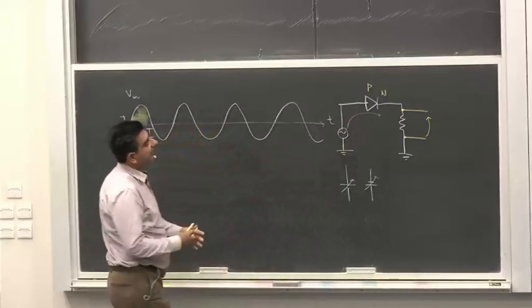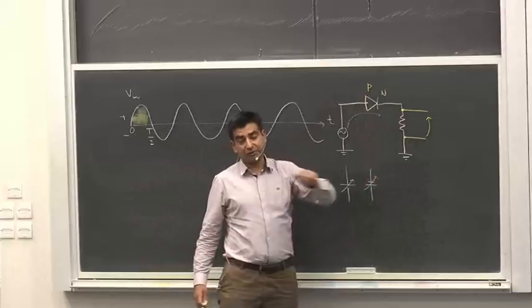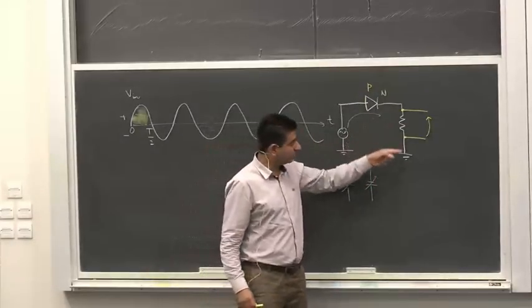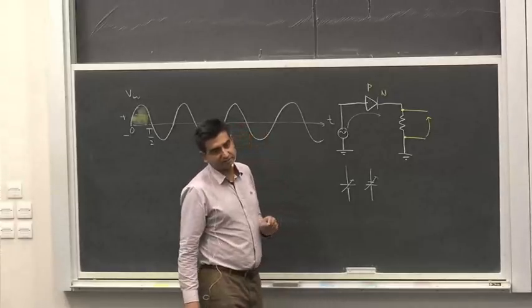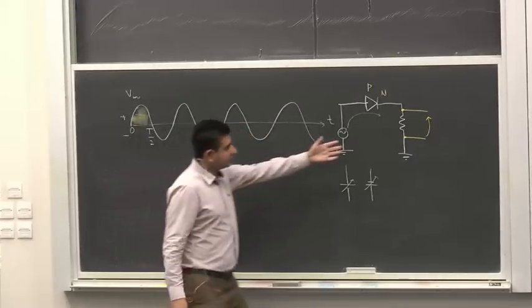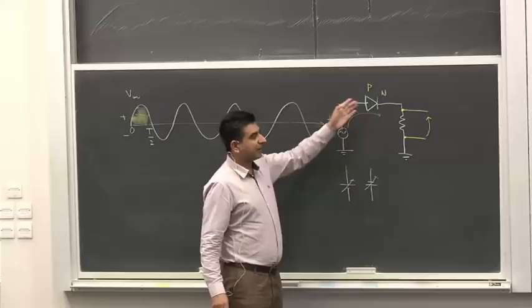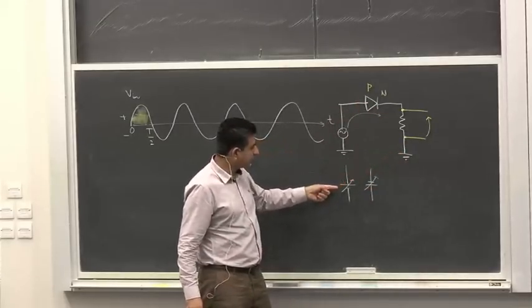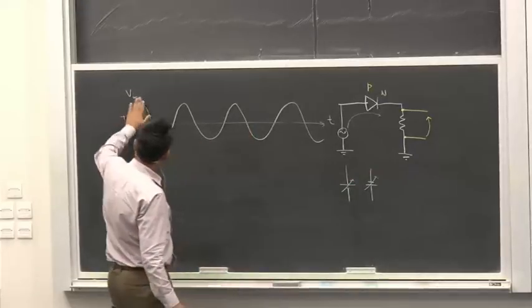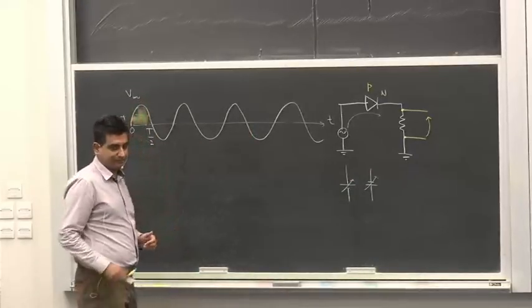And what happens is that a current flows during the cycle. And when a current flows, a voltage is dropped across this resistor. And this voltage will be proportional to the amount of current flowing. And the amount of current flowing will be proportional to the strength of this battery here.